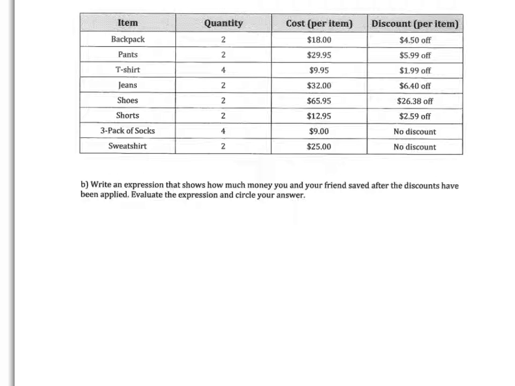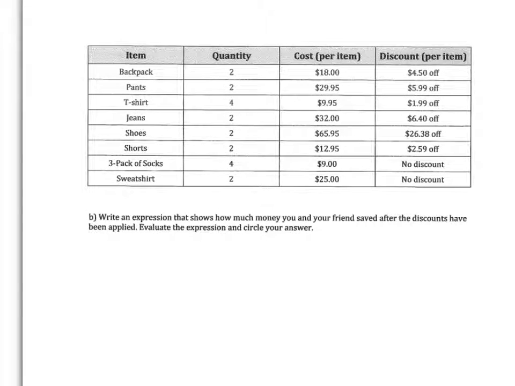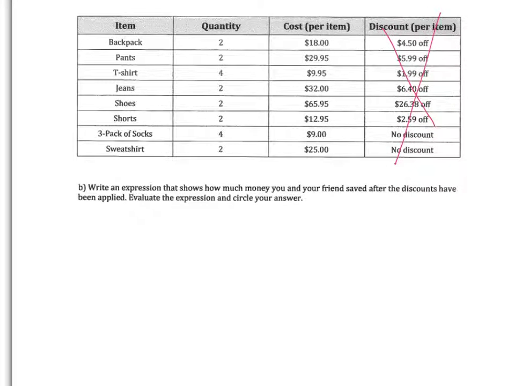So, do you agree that if you had gone to the store and there were no discounts, you would have spent a lot more money, right? So what this is trying to get you to look at is to see how much you would have spent without the discounts. How could we figure that out? I'm going to take a look at, if I buy 2 backpacks, I'm spending $18 on each one. 18 times 2 will give me the price I spent on 2 backpacks.